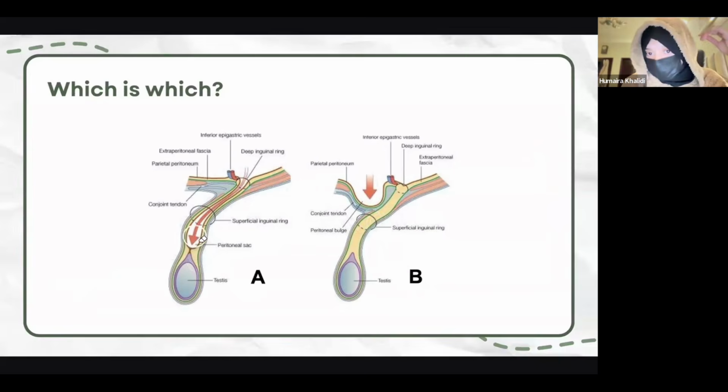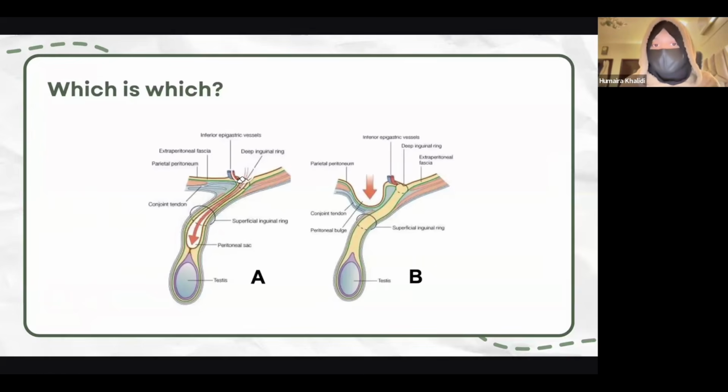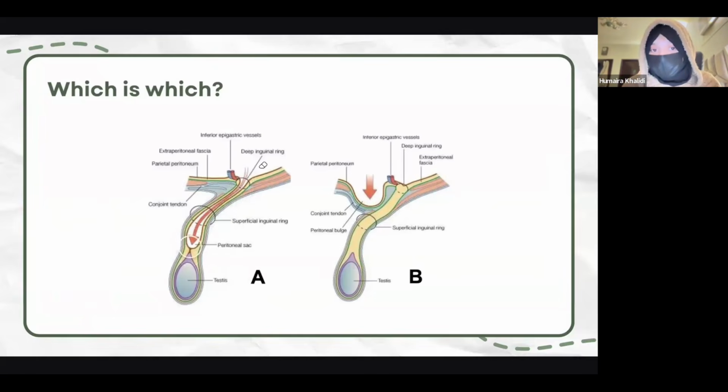This is the hernia. As you can see, this is the one which is passing through the deep inguinal ring into the superficial inguinal ring. So this is going to be the indirect inguinal hernia, because it's passing through the deep ring, through the canal to the superficial ring. So A is going to be the indirect inguinal hernia. Indirect inguinal hernia is going to pass through the canal, and direct inguinal hernia is not going to pass through the canal, it's going to be here. Okay?